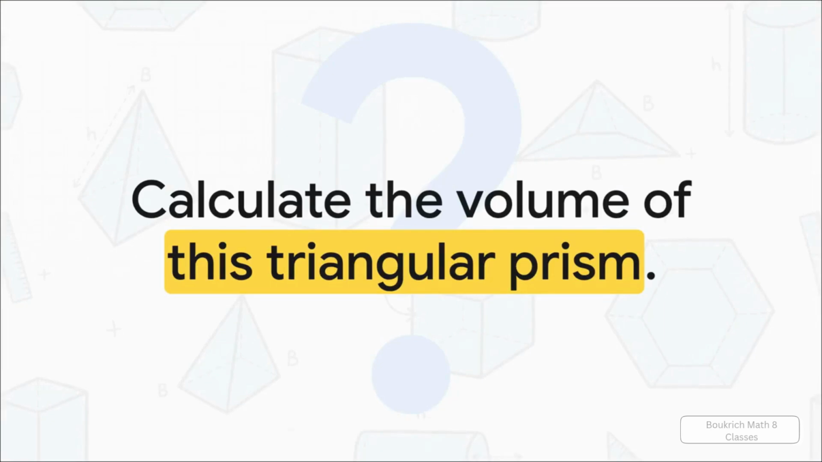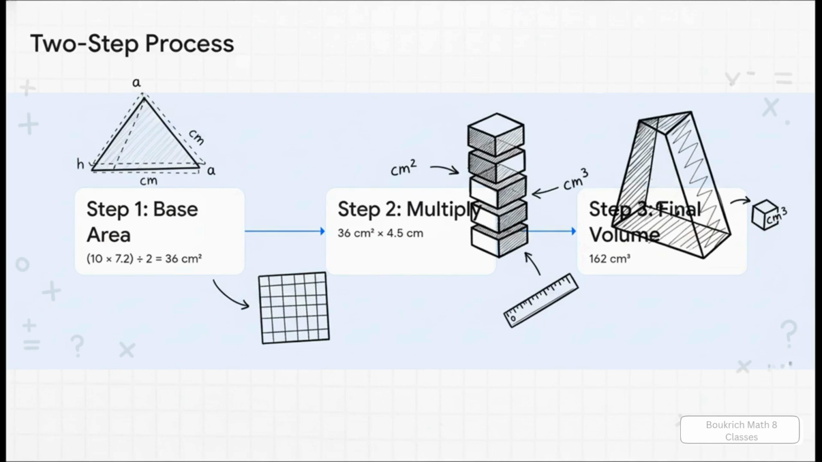Imagine a prism where the triangular face has a base of 10 centimeters and a height of 7.2 centimeters. Then the whole prism has a length, or a height, of 4.5 centimeters. Let's calculate that volume. So here's our two-step process in action.